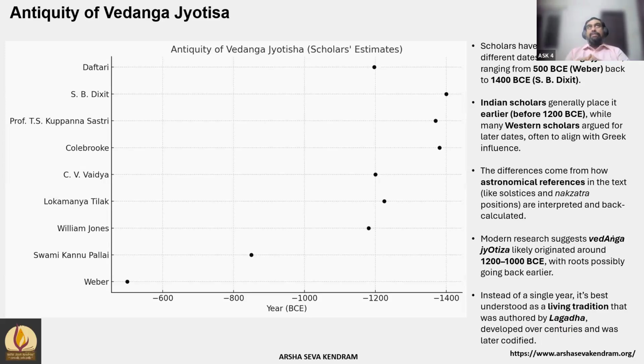See, one thing is all of these dates are backtracked based on the references that are present in Vedanga Jyotisha itself. So Vedanga Jyotisha makes note of certain astronomical phenomena. Then we extrapolate that back in time to arrive at a date. Now, because the interpretations can be different, the dates are also different.